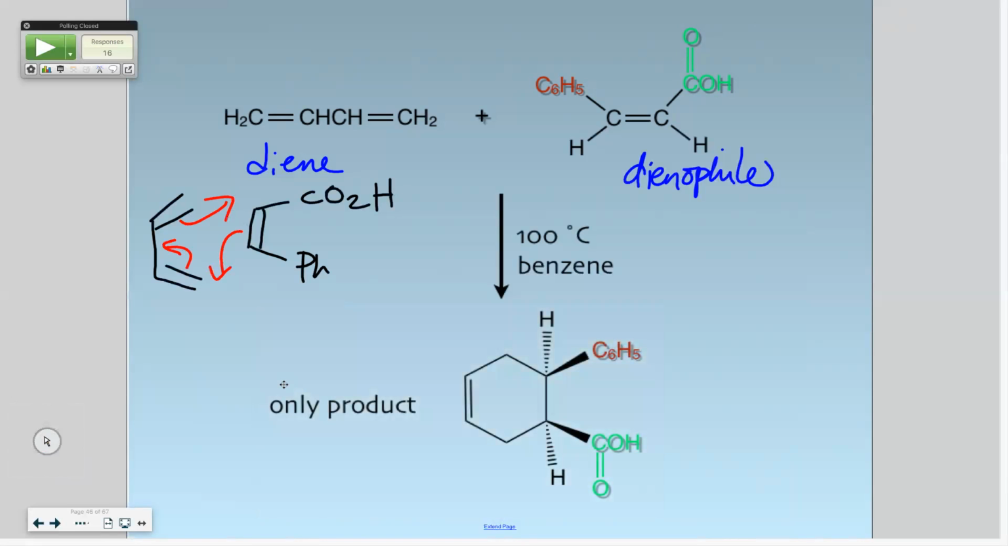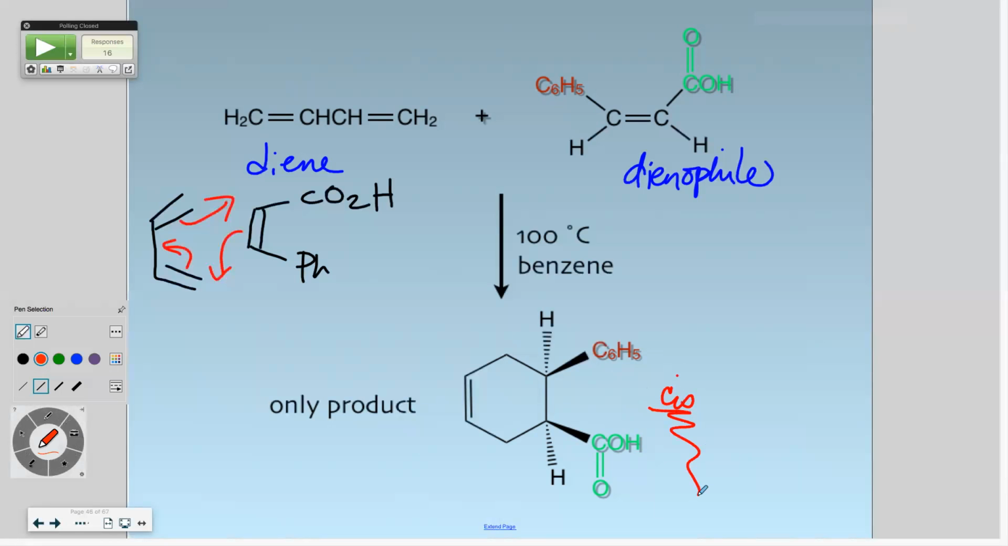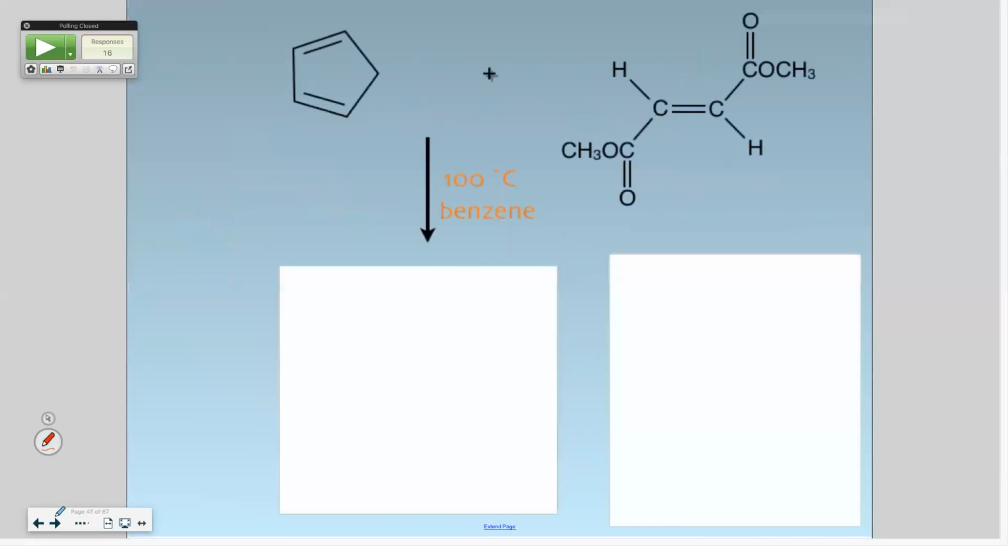Okay. Notice that the CO2H and the benzene ring are on the same side. You still get cis to each other. Okay. This is the new pi bond that you got over here. Okay. That make more sense? Yes, no, maybe so. All right, how about this one?